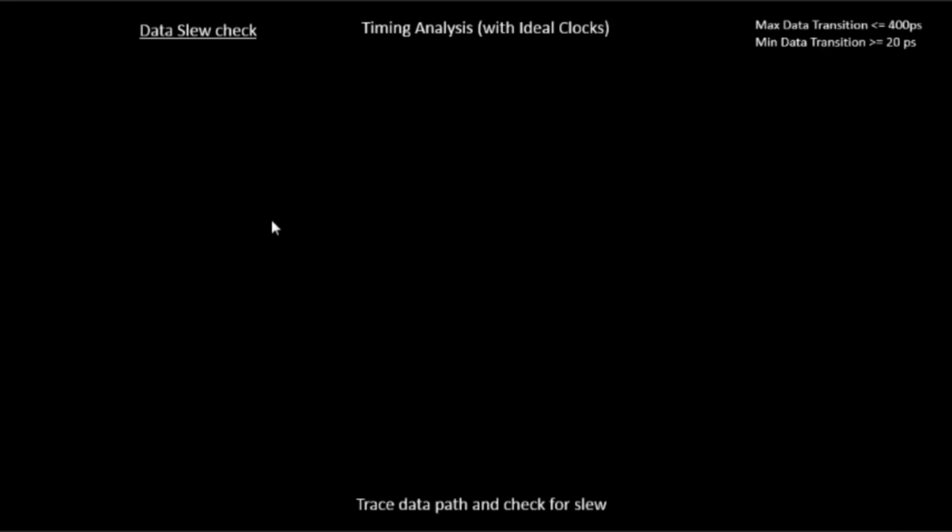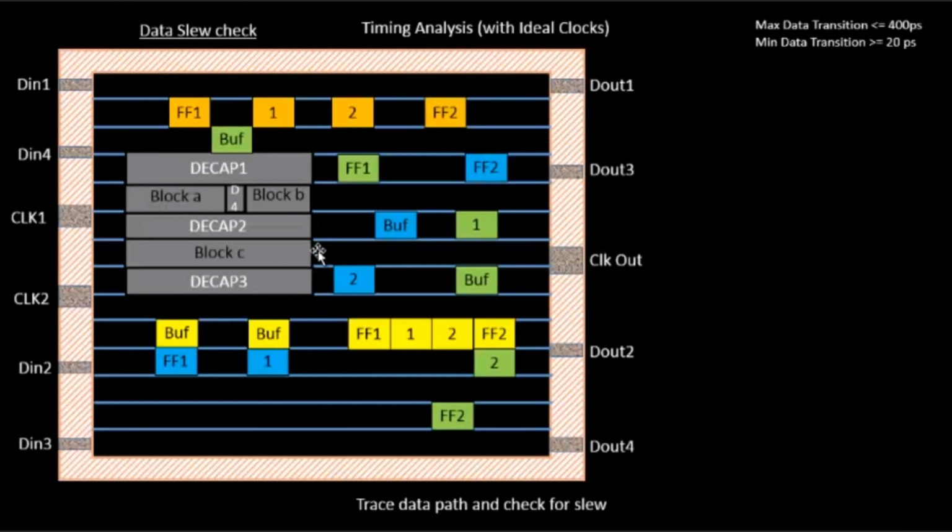So for the data slew, we trace the data path right from the input port to the output port, and try to capture the transition values for each of them and identify what the range should be. In this case, the data slew has been given a range. It should be greater than 20 picoseconds and less than 400 picoseconds. Let's look into how this range comes into the picture. Quickly, we'll have a look.